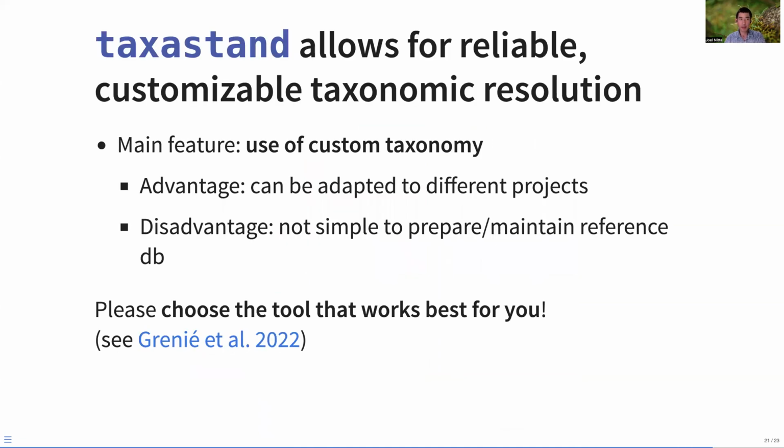So in summary, I think that taxastand allows for reliable, customizable taxonomic name resolution. And the biggest feature is that you can use a custom taxonomy. So if existing databases don't cut it for your project, you can prepare one for your own. So it's highly adaptable. The disadvantage of that is that doing so is not actually straightforward. So it does take some work to prepare and maintain that reference database. So in summary, I would say that like any other kind of analysis, you should just choose a tool that works best for you. And this paper here is a nice summary of recent taxonomic tools in R.